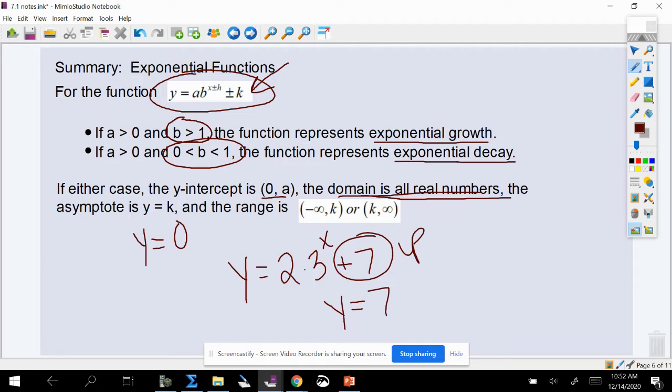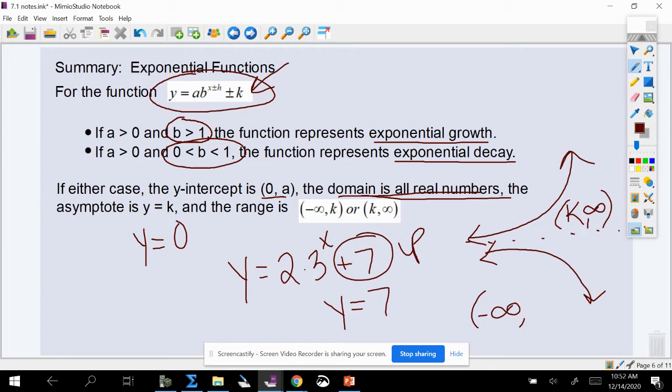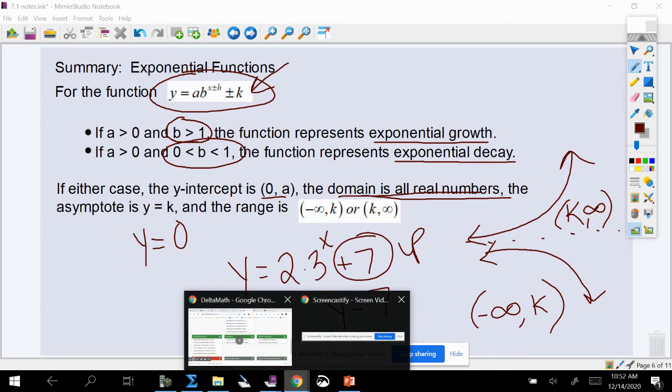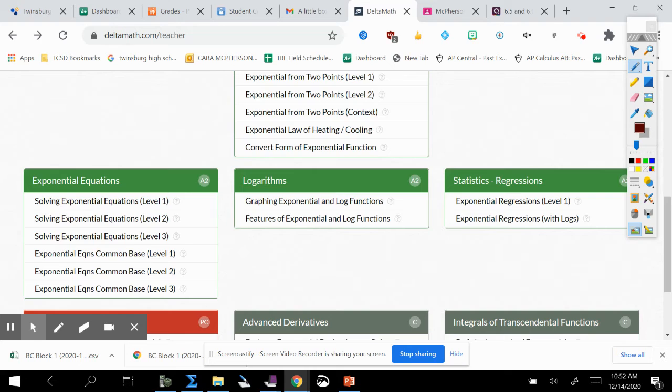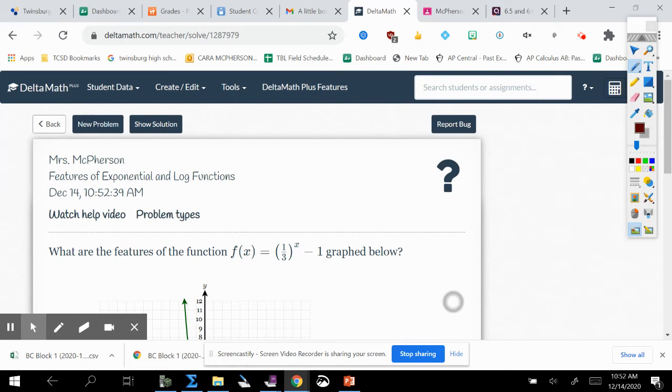And then finally, for my range, you're really going to have to look at the picture. My range is either going to be everything up until we get to the asymptote, to that y value, or everything after. It depends on if it's above or below the asymptote. If you have a graph like this, it's everything from that asymptote to infinity. If you have a graph like this that's underneath it, then it's everything from -infinity until we get to that asymptote. The best way to really explain it is to do some Delta Math questions. Let me show you what this is going to look like. You're going to be doing the ones called features of exponential graphs.